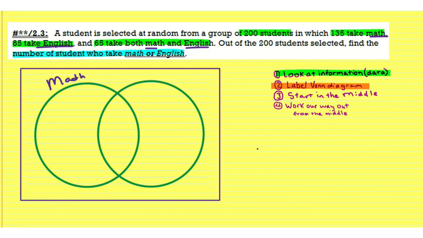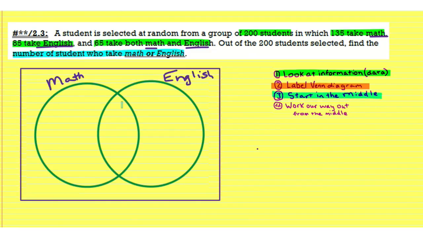It's going to be my math circle. And that math looks funny. Okay, math circle. And then we'll call this one our English circle. Two categories. Okay, and so we've labeled our Venn diagram, but we want to start in the middle.